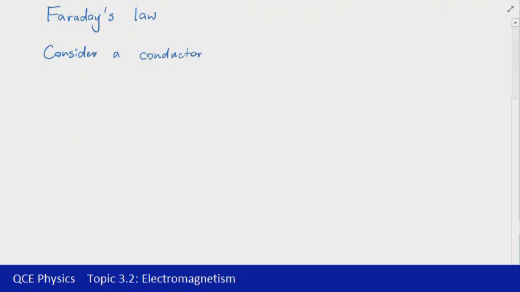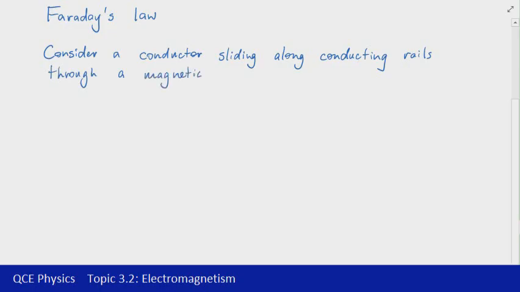So we're going to start with a conductor sliding along a conducting rail, and that's all going to be positioned in a magnetic field. To make more sense of that, we'll have a look at a diagram, and that will help to describe the quantities that we need to consider and give you a bit more of an idea of what's happening.